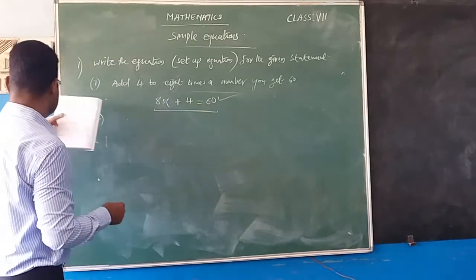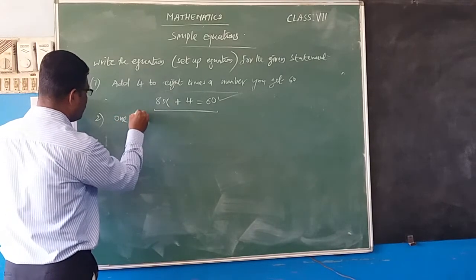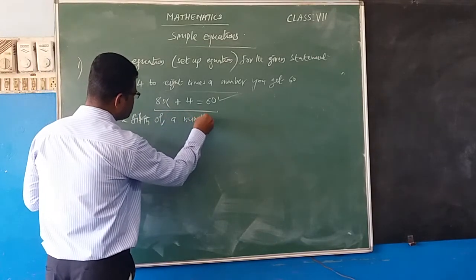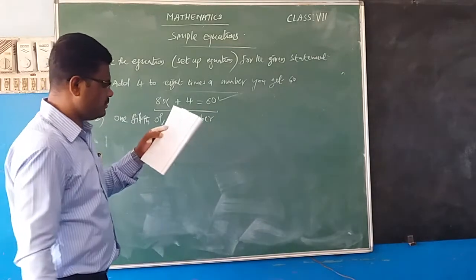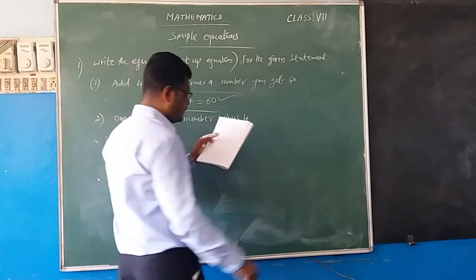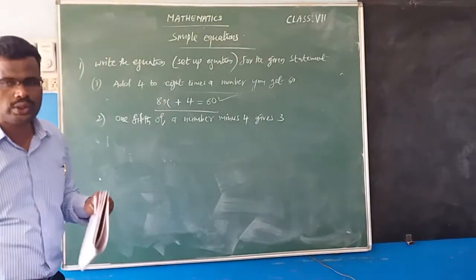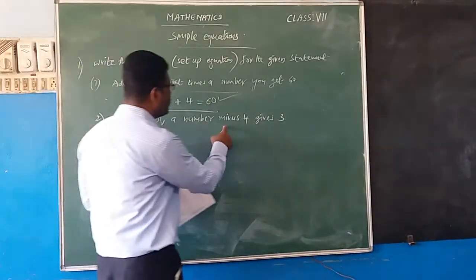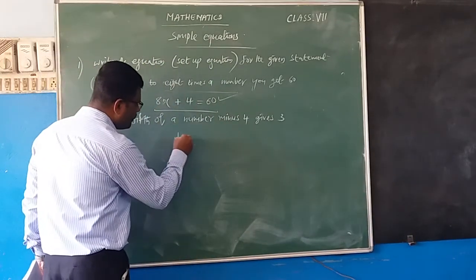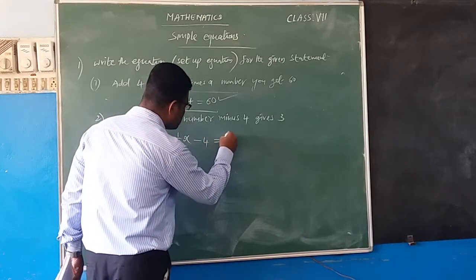Second question. In this, 1/5 of a number. First it was 1/4, now it is 1/5 of a number. 1/5 of a number minus 4 gives 3. It is in the textbook. These questions are there in the textbook, so go through that. 1/5 of a number minus 4 gives 3. So what is 1/5 of a number? 1/5 of a number is x over 5. Minus 4 is equal to 3.